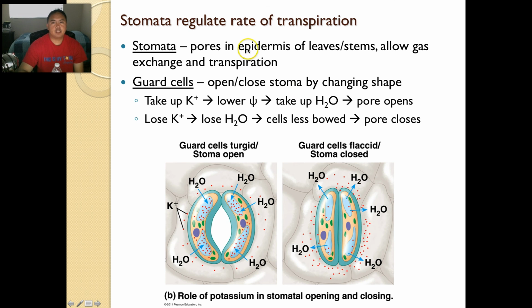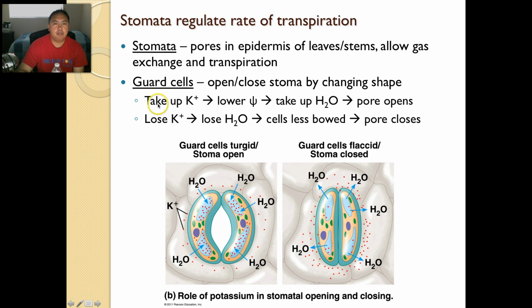When we talk about transpiration, we're talking about stomata. Remember, there are pores on the underside of the leaves, and they allow gas exchange and transpiration. These are the holes of the leaves. Now, you have these guard cells, and they're the ones that push the pores either open or closed. This cell right here, you can see it's open, and this one, they kind of close it.